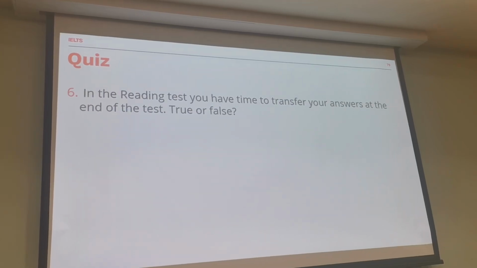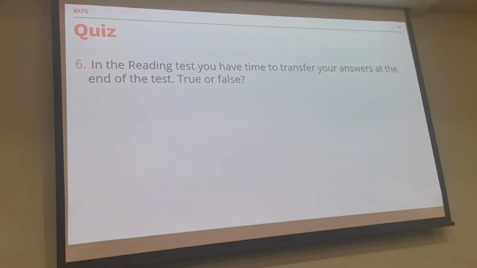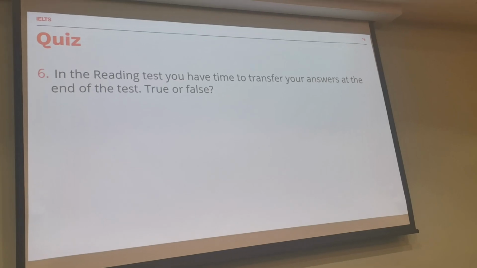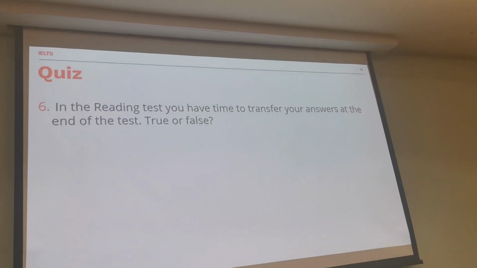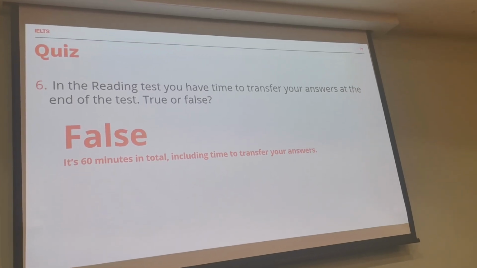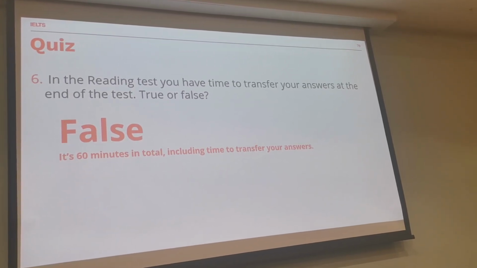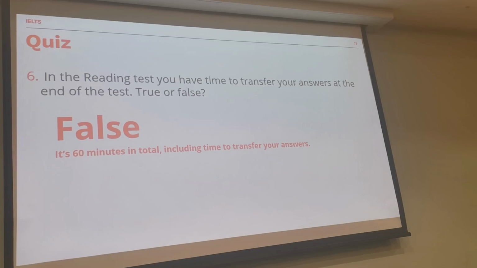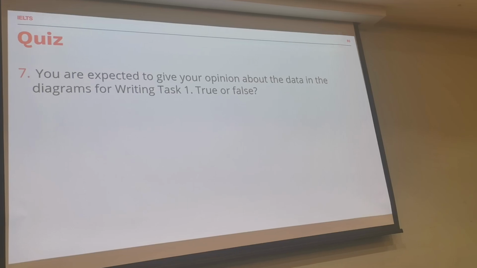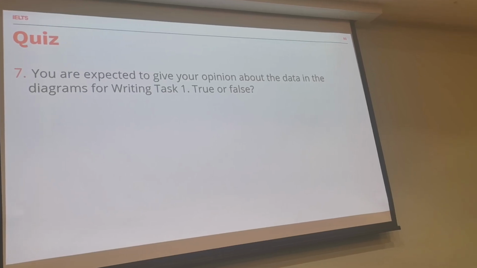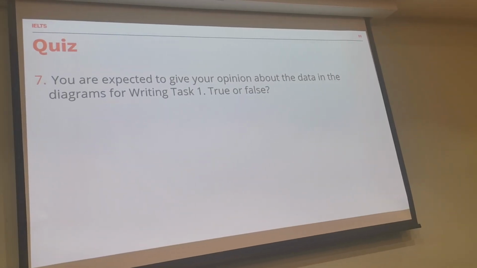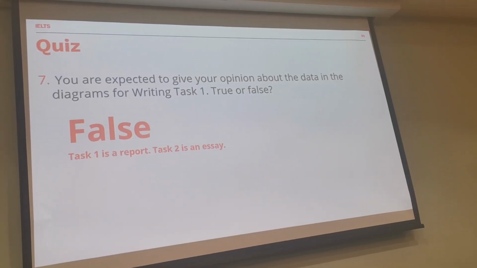You have time to transfer your answers at the end of the reading test, true or false? False, not this one. Listening test, yes. Reading test, you have to have filled it out at the end of that time. 60 minutes in total, so 20 minutes for each test. Be very, very consistent. You're expected to give your opinion about the data for writing task 1. False. Absolutely false. Do not do that, please.